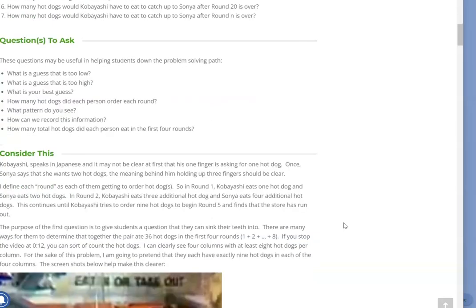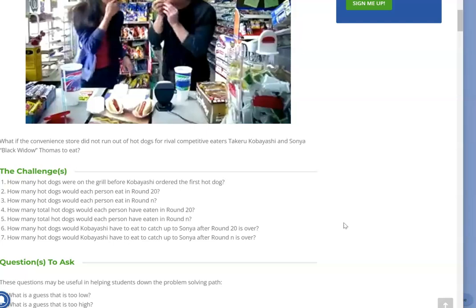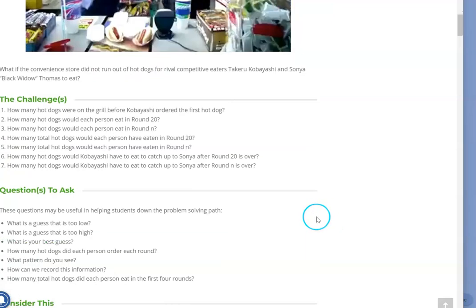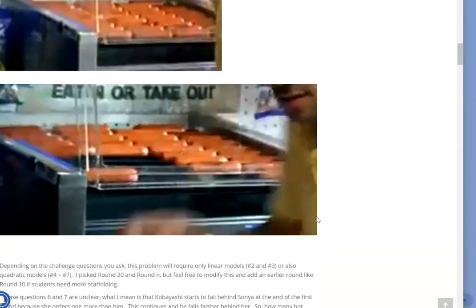I really only did the first part of this one, which was how many total hot dogs did they eat, you know, round by round. Like how many did she eat at first, then how many did he eat, and so forth. And so we made 2 tables, they graphed them, we talked about it. You could introduce function notation, so you could do maybe a K for Kobayashi for his, you could do S for Sonia, or T for Thomas. I mean, however you want to label it. They could use function notation if you want to get into that. I did not. And then they just have some questions here to answer.